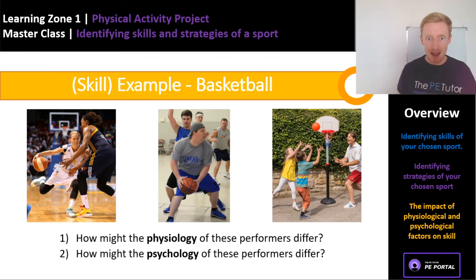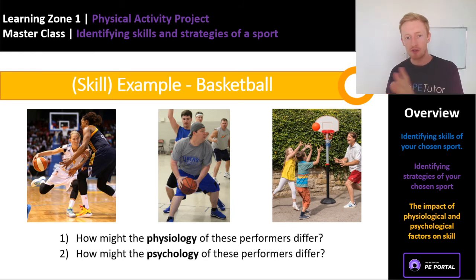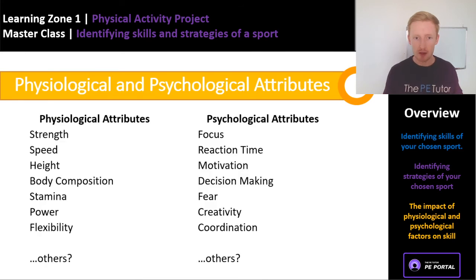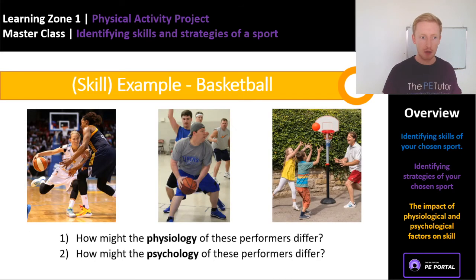Obviously, they're going to be better than the cognitive learners, the children, because they haven't got the same levels of strength or speed. They haven't got those physiological attributes to be able to execute the skills as quickly, as accurately, as powerfully. So obviously there's going to be a difference between the quality of their performance.